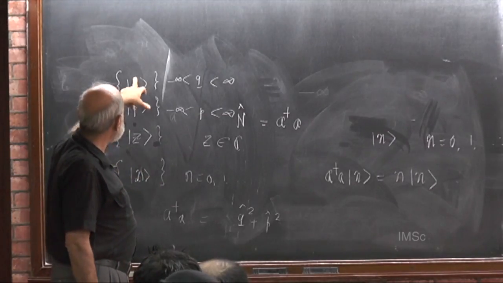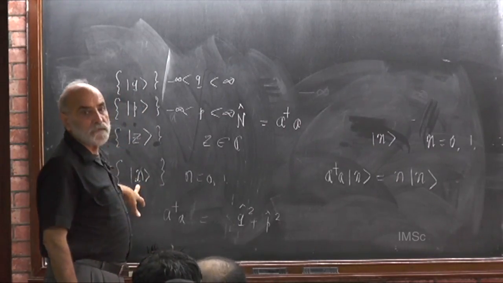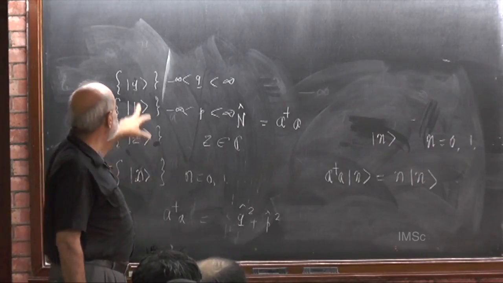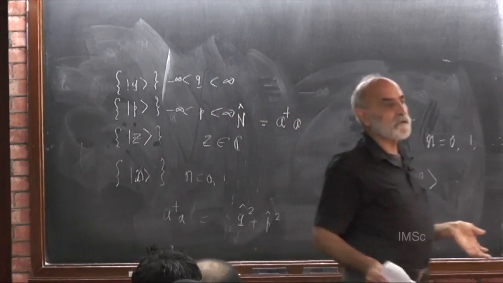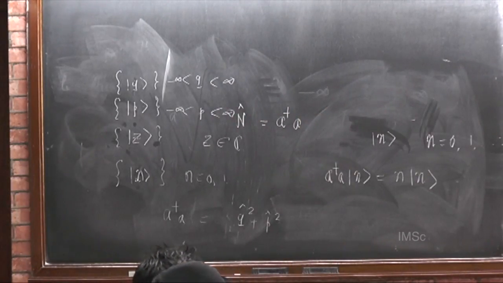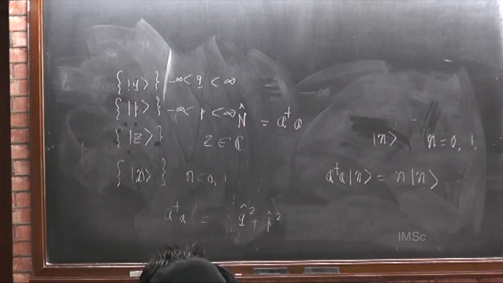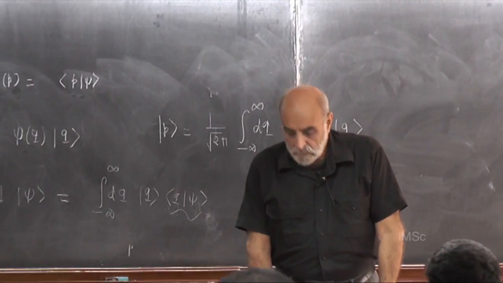But each of these are eigenstates of a self-adjoint operator, and therefore, they give you a resolution of the identity. Every vector in the Hilbert space can be written as a linear combination in a unique fashion, with coefficients.